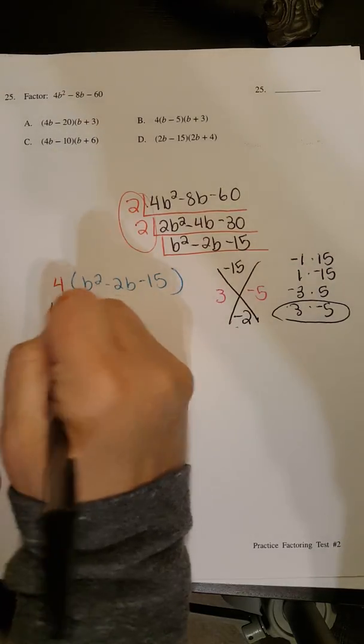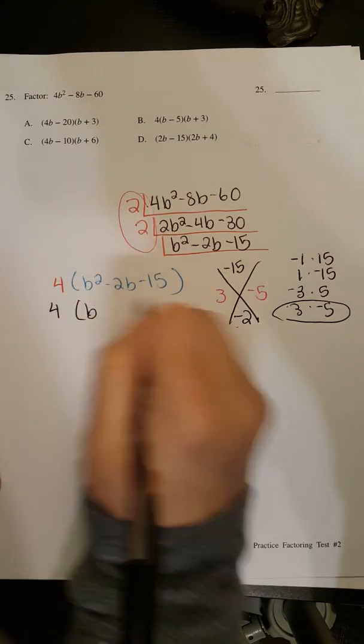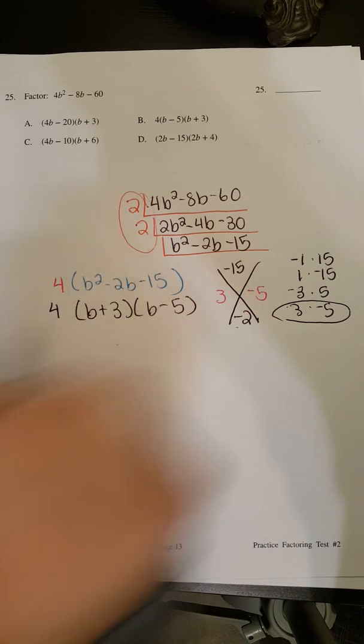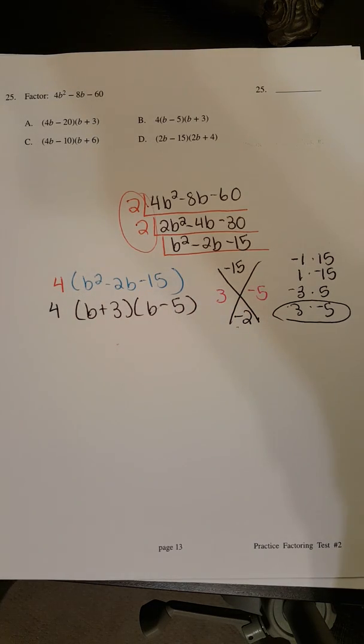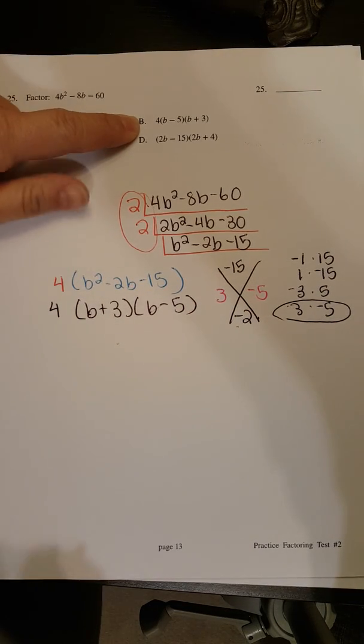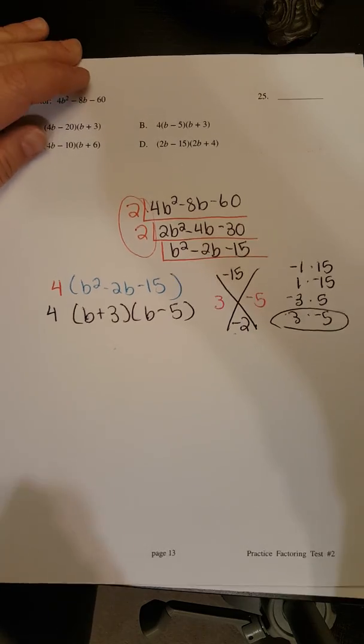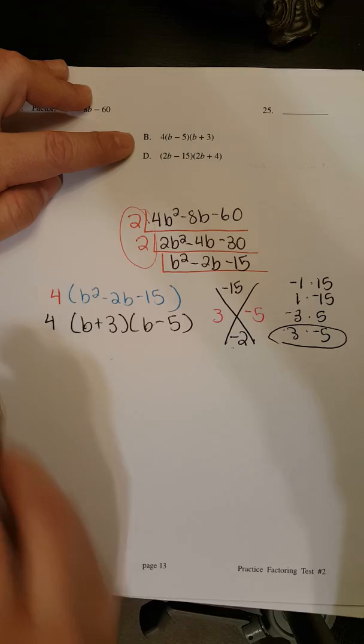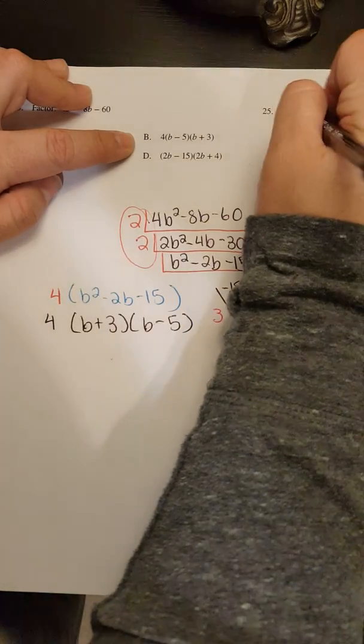So I have the 4 outside. And then I have b plus 3 and b minus 5. So it did actually end up as the one that had the GCF outside. But again, there might be weird problems, so be careful about that. Make sure you actually do them. So that does match up with answer choice B.